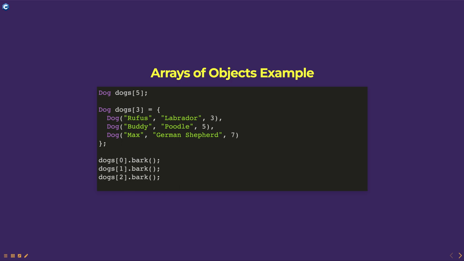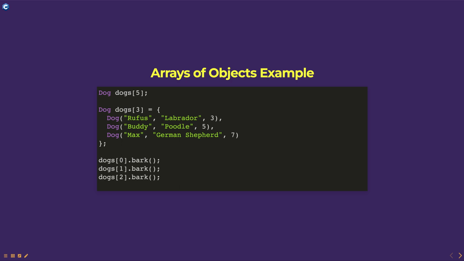You can also create an array of objects and initialize each object with specific values, as shown in the second line. This would create an array of 3 dog objects, each with specific values for its data members.